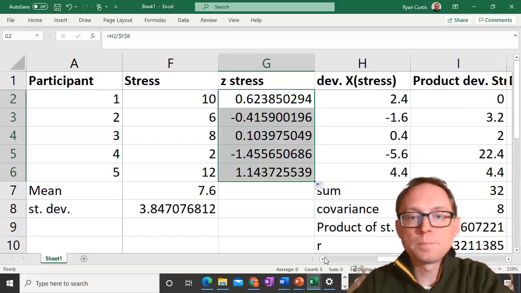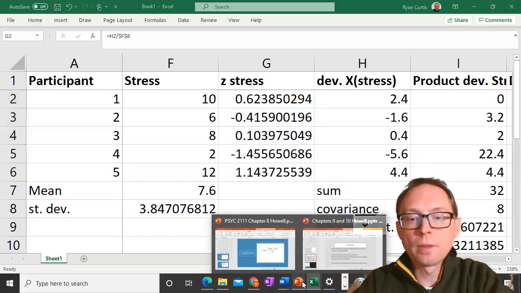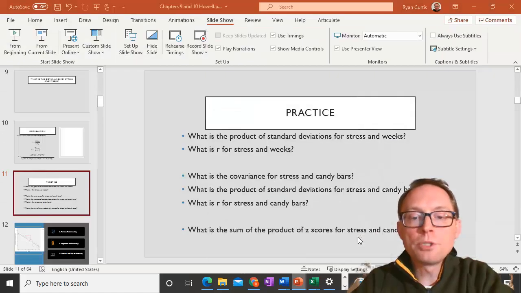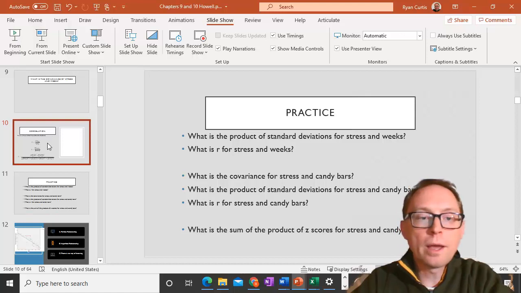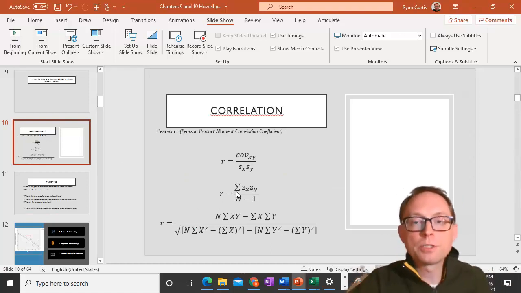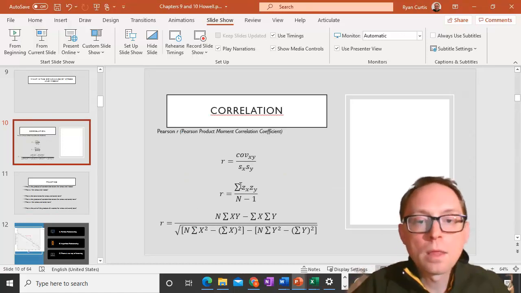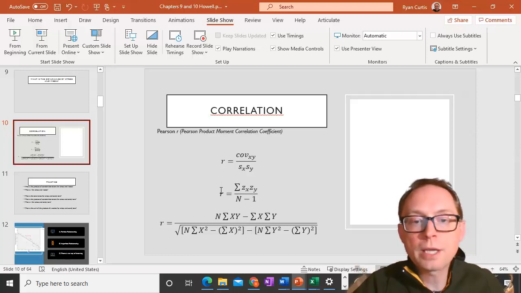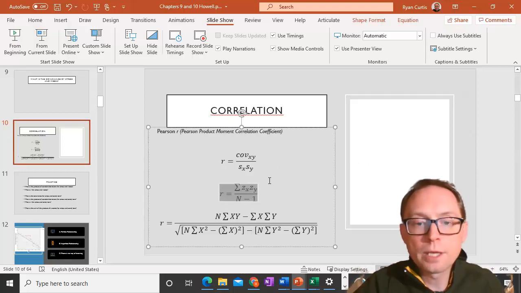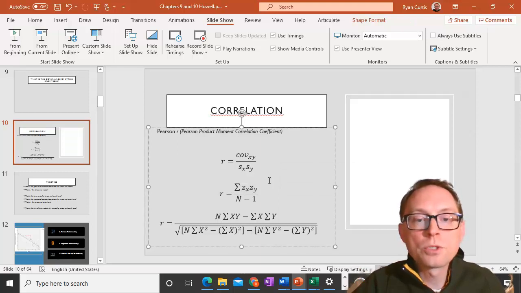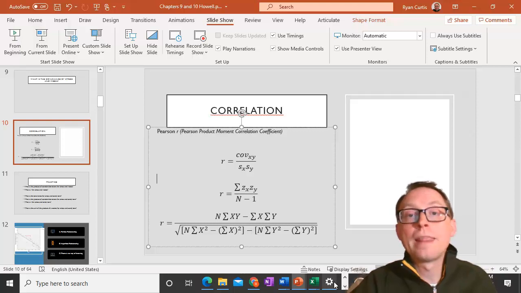Now, the reason why I'm getting these z-scores is because one way for us to calculate the Pearson's R is to use this formula right here. R equals the sum of z sub x times z sub y, divided by n minus 1. So I'm doing this one right now. That's what we're trying to do. So we created all the z-scores. Now we need to multiply them together and then add them up, and we'll divide by n minus 1.